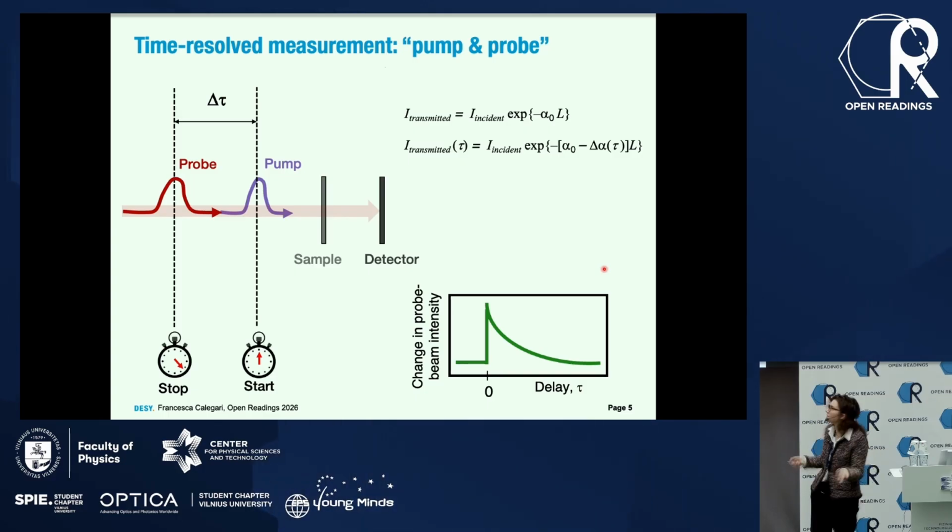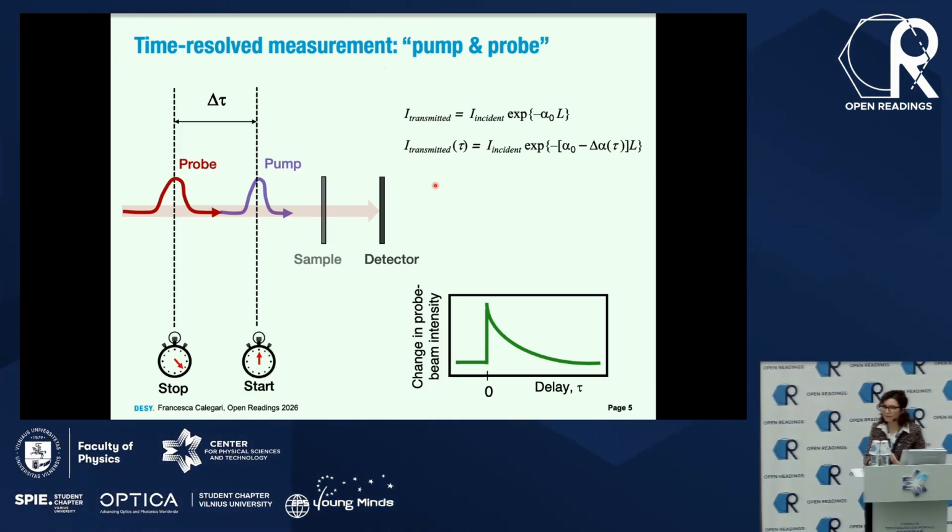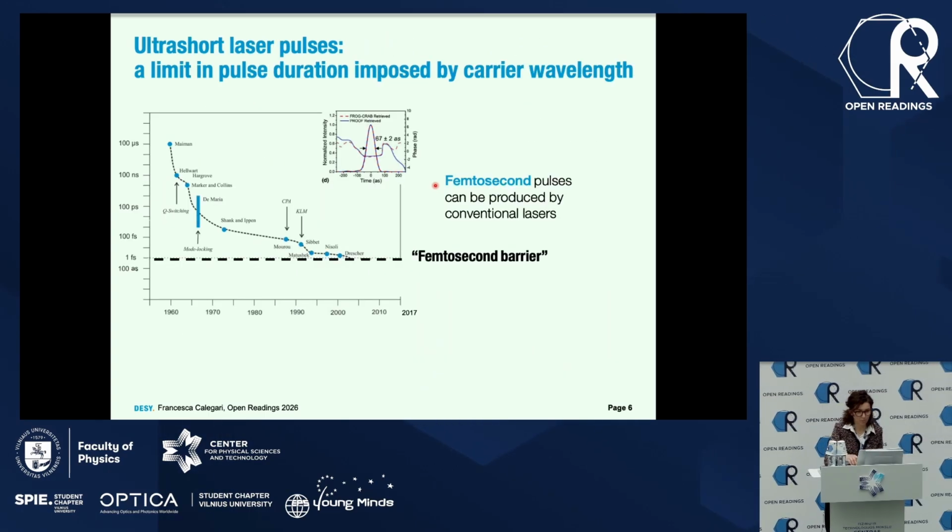So there is a fast dynamics happening here in the sample. And this probe will look at these dynamics at different time delays with respect to the pump. And if you look now at the absorption, you will see that the absorption of light is transiently changing with the time delay between the two pulses. And you can extract information from these recorded dynamics. So it's really like filming what's going on in matter using these pump and probe pulses.